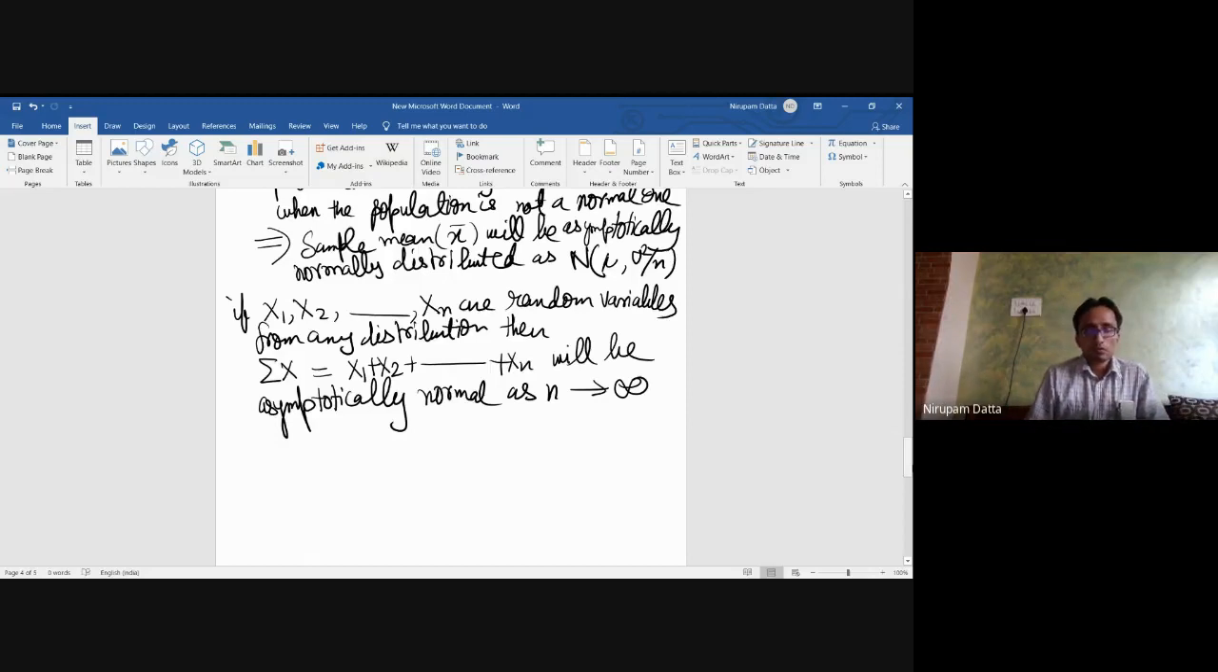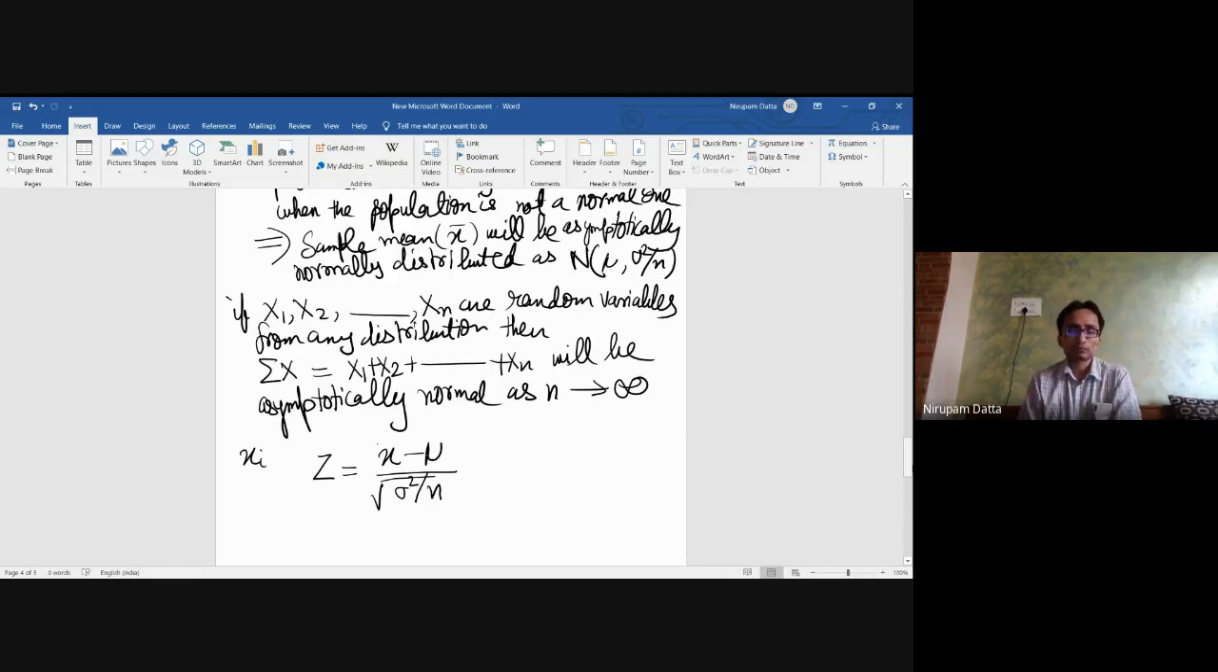Okay. So that means when we are considering a standardized random variable, where xi is the random variable, the standardized form is x minus mu divided by root over sigma square by n.